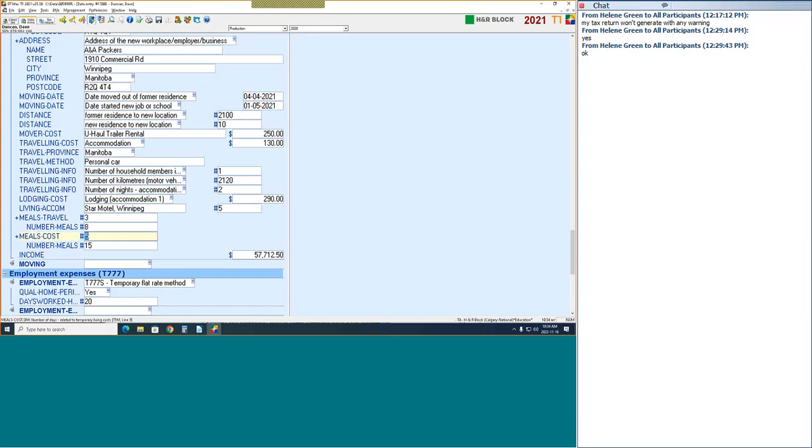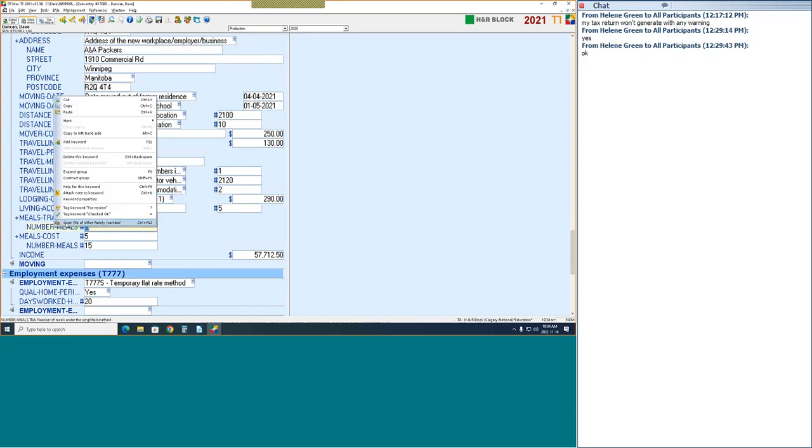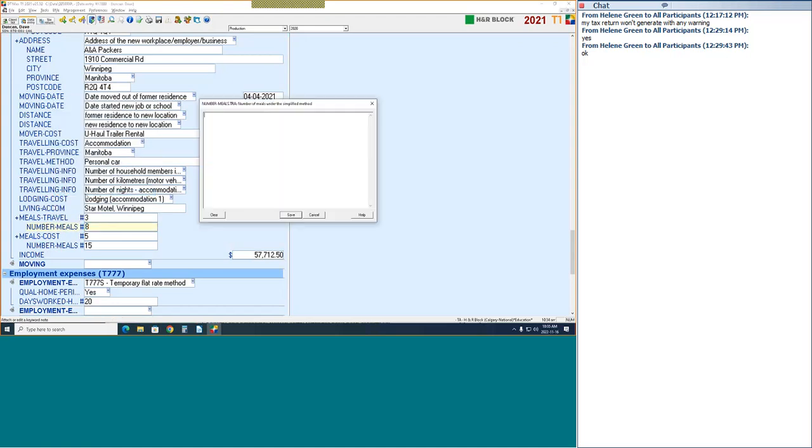If I want a little note here, what I can do is pick the line that I want to put a note on. I'm going to select it with my mouse. I'm going to right-click on it, and this time I'm going to choose Control plus N, or I'm going to choose Attach Note to Keyword. It's going to open a little box, and I can say, client only ate 8 meals while traveling, whatever I want the note to be.